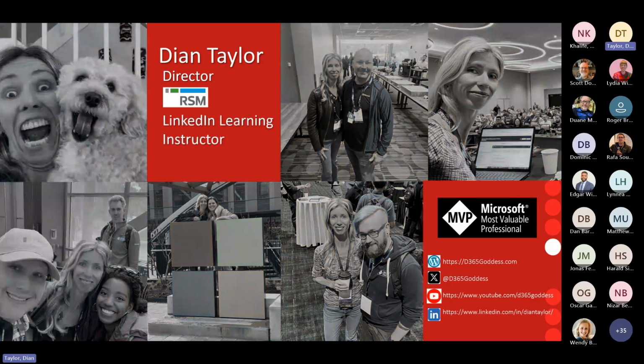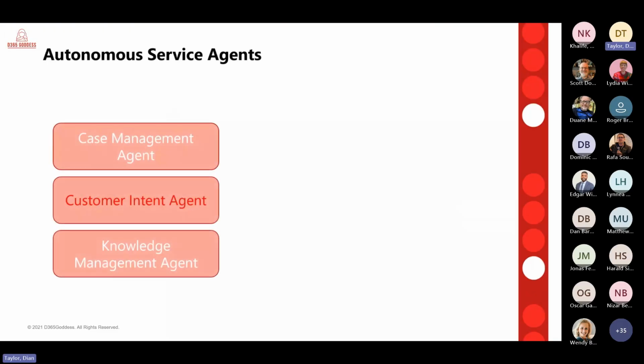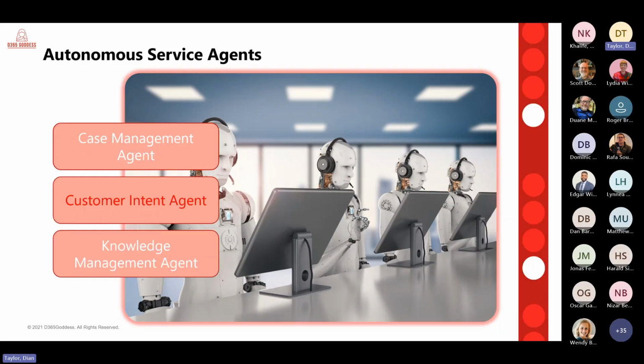All righty, so let's dive right in. In 2025 release wave one, Microsoft introduced three autonomous agents for Dynamics 365 customer service and contact center. So we have the case management agent, the customer intent agent, and the knowledge management agent. If you want to know more about any of these agents, I've written articles about how to set them up, so check out my blog, d365goddess.com, or review the videos on my YouTube channel for more details.